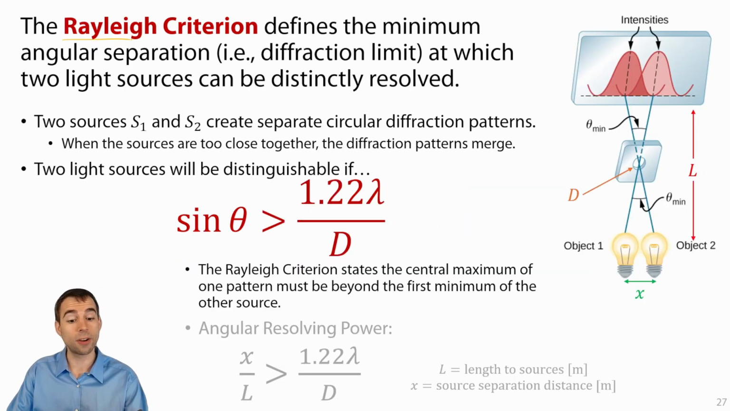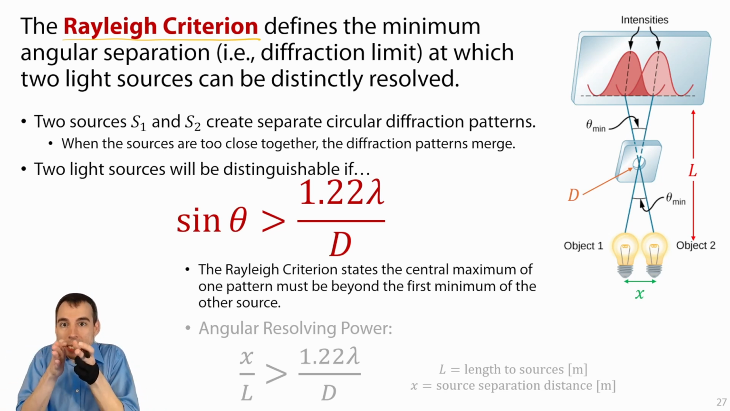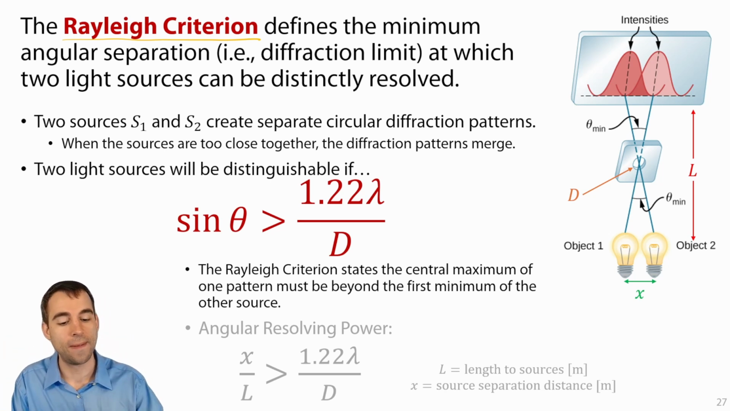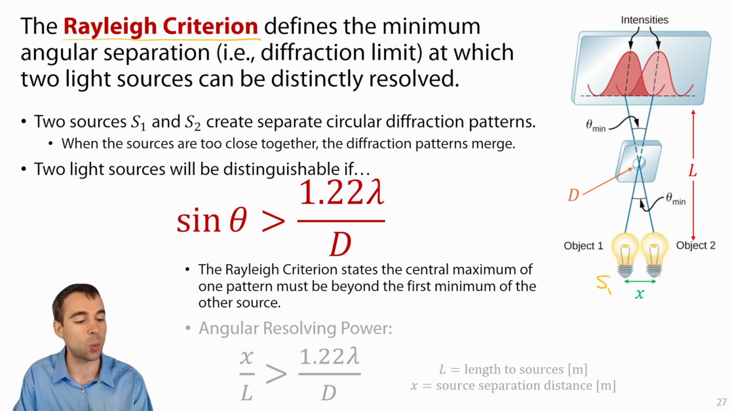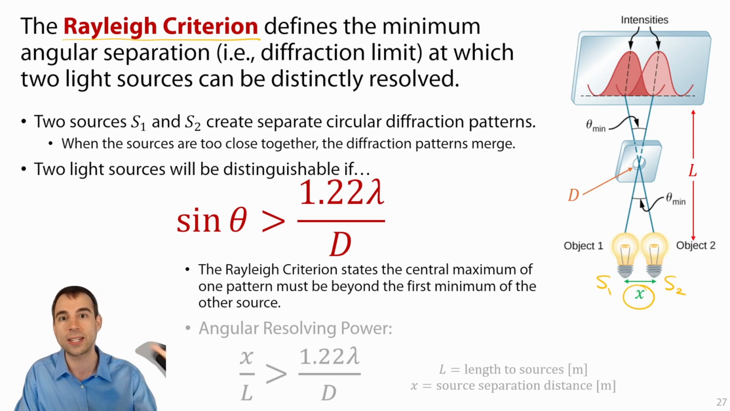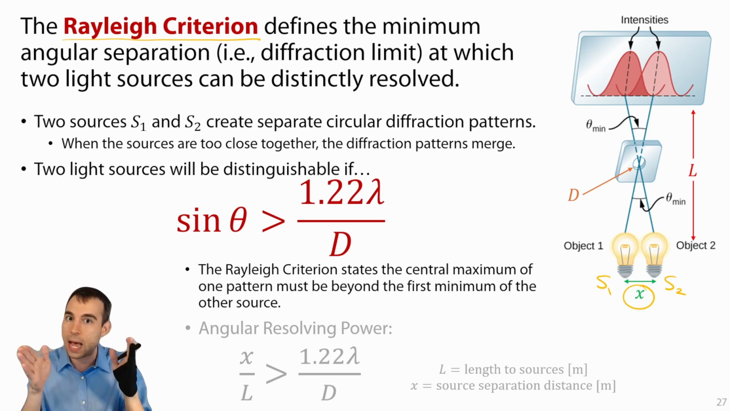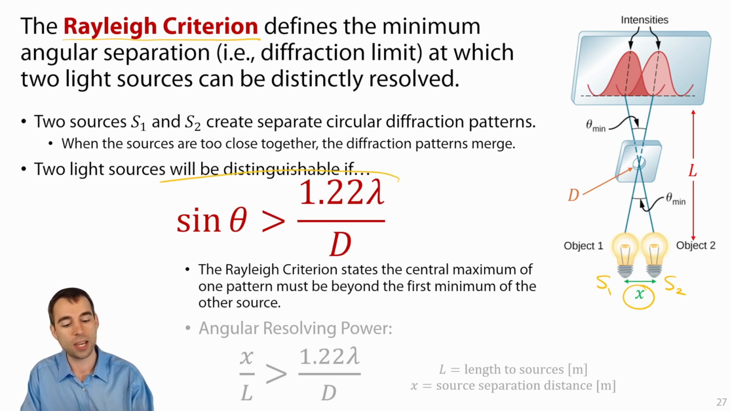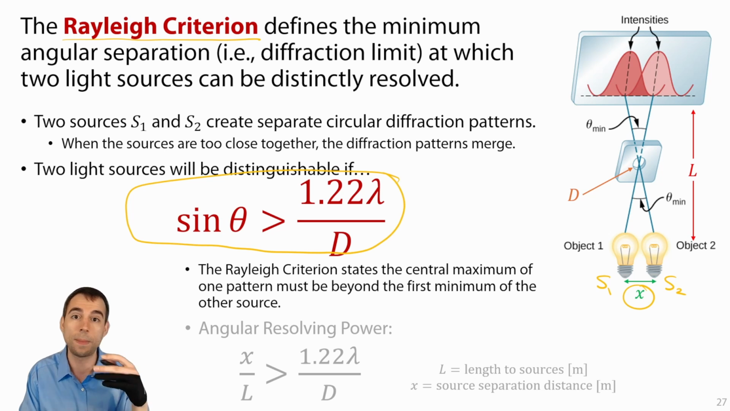The Rayleigh criterion defines the diffraction limit, essentially what the angular spread is required to be able to distinguish two different objects. So if we have two different light sources, S1 and S2, separated by a distance x or delta x, based on their projection length L, we can determine how far apart those objects would need to be for us to be able to distinguish them as two separate objects. And so whenever this Rayleigh criterion is satisfied, we will be able to distinguish those two objects.